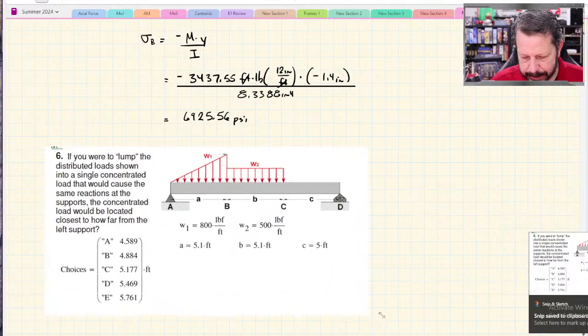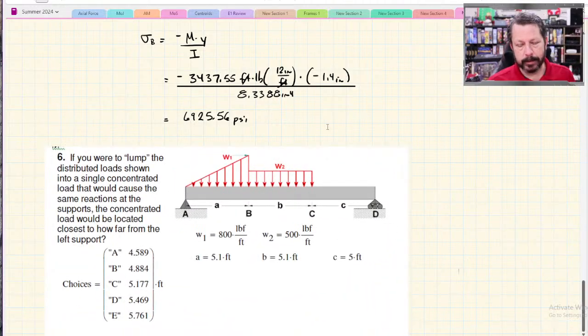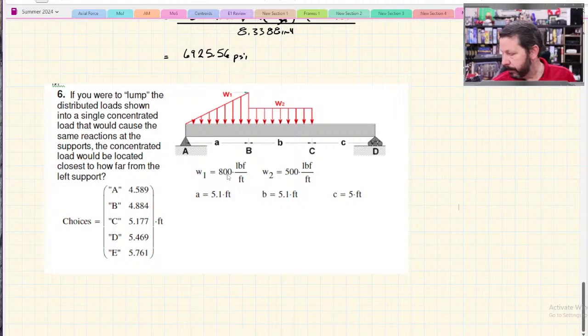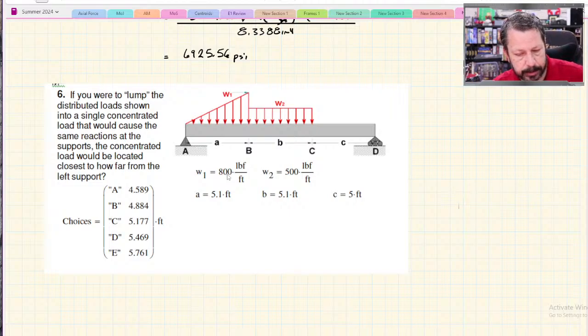So this one is dealing with distributed loads. It has an evenly distributed load, the W2, and an unevenly distributed, the W1. So the point of this one is that if you were trying to find the reactions at A or D, then you would need to know how to lump these distributed loads together into point loads so that you could actually write your moment equation.